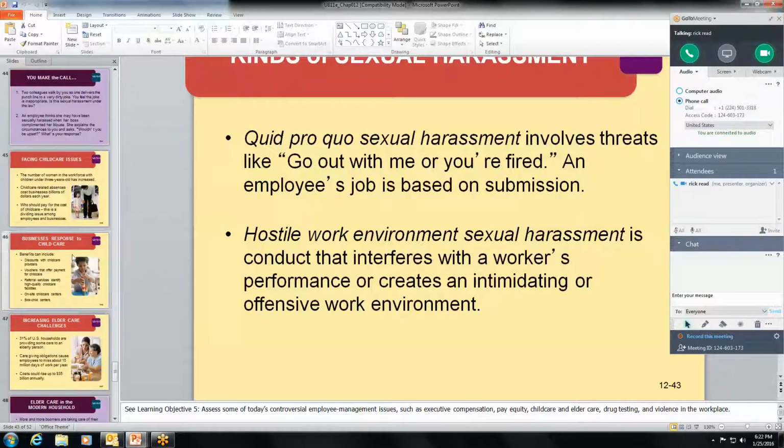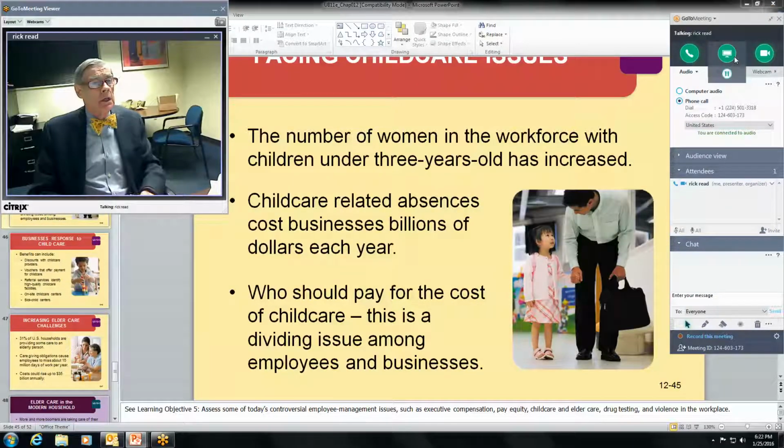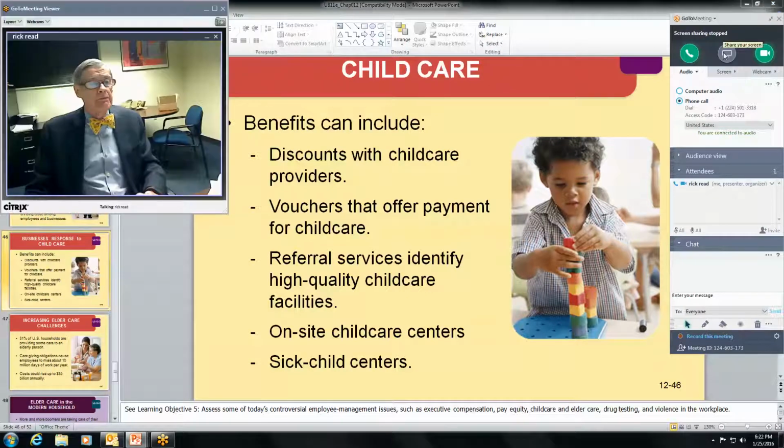Number of women and our men with children in the workplace. And child care is becoming a big issue. Some companies have actually put child care facilities at the workplace. Some companies are sharing the cost. And there's some benefits for that. This is a big issue. It's not an issue that's going away. It's an issue we need to discuss.